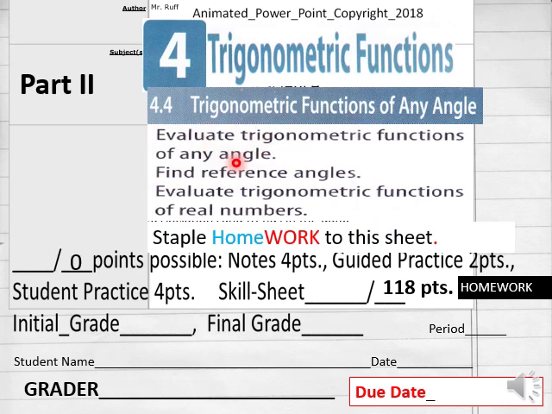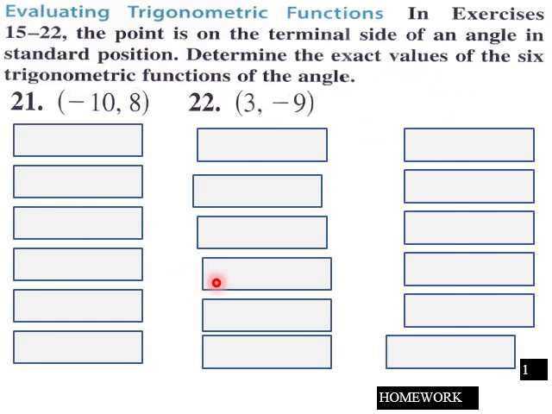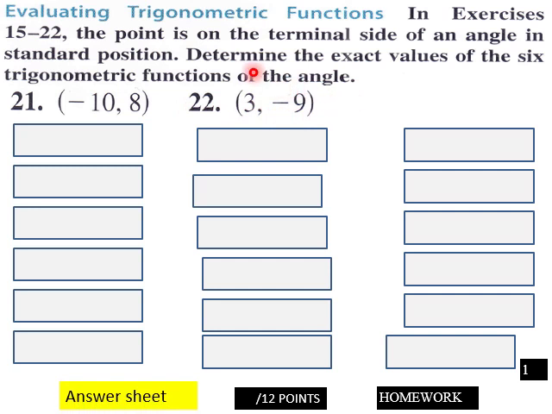Getting ready to do lesson 4.4 part 2 homework today. You got 118 points in your homework on this. And then this is your notebook. Of course, there's no notebook points on this homework. Page 1 on your homework, you got 12 points here. Again, finding the exact values of your 6 trig functions when you have this point on the terminal side of theta. So find those trig function values there.